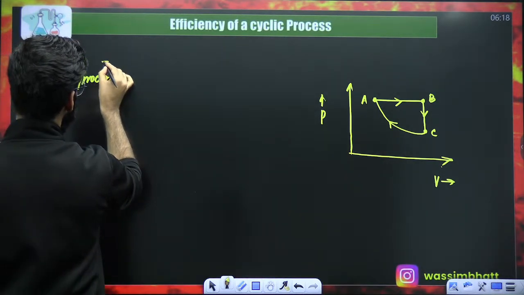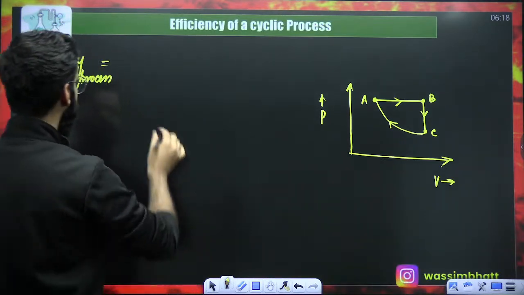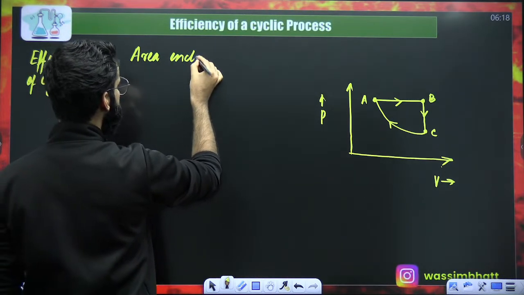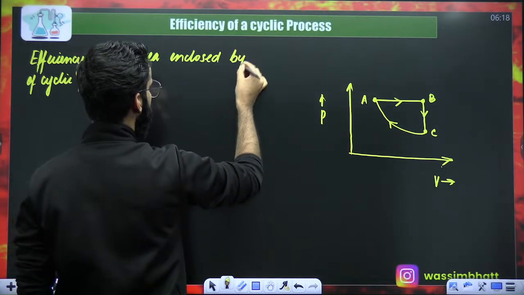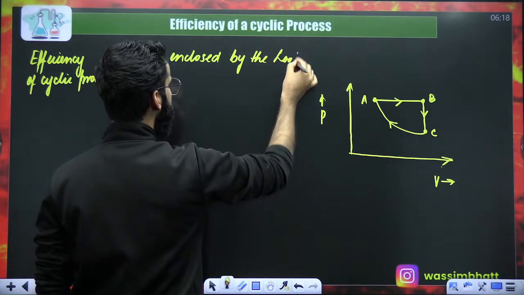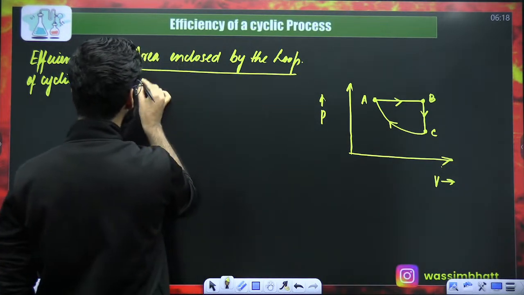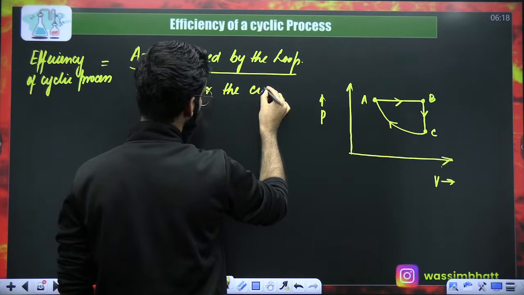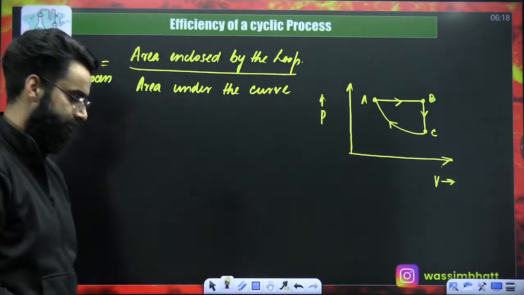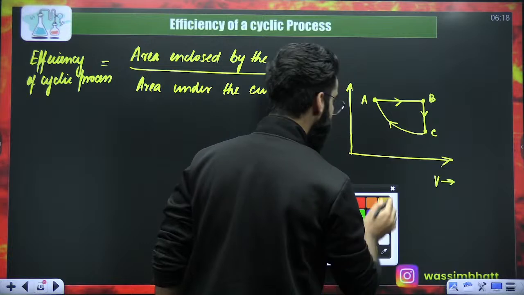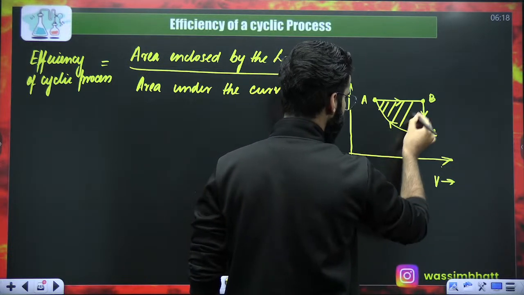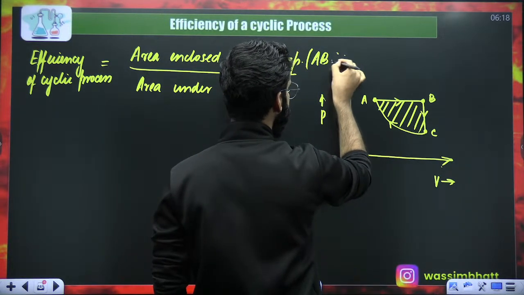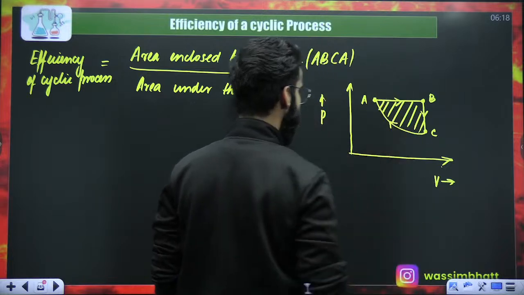Efficiency of the cyclic process is calculated by the formula area enclosed by the loop divided by area under the curve. Now, what is area enclosed by the loop? This is the area enclosed by the loop, right? That means which area I'm talking about? I'm talking about the area ABCA. This area I'm talking about.